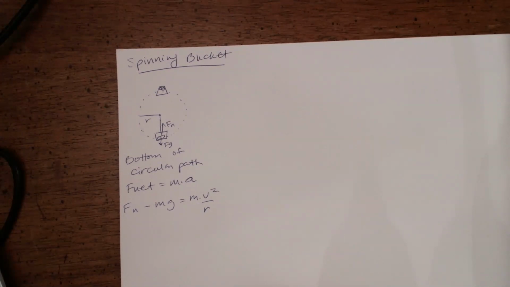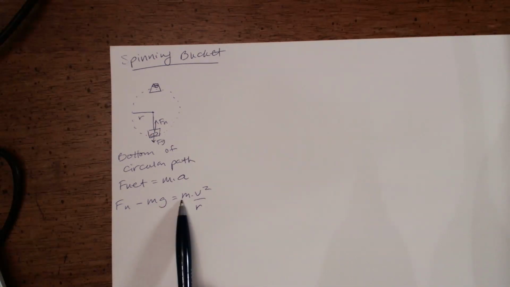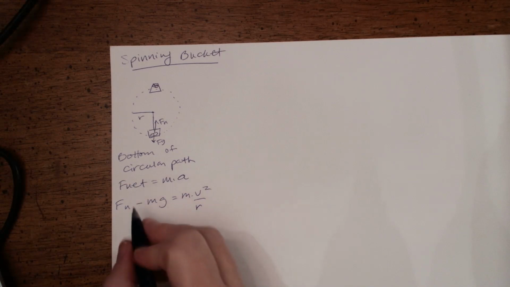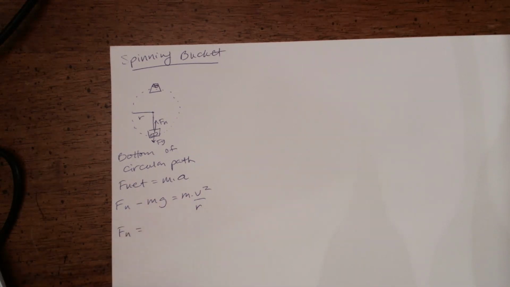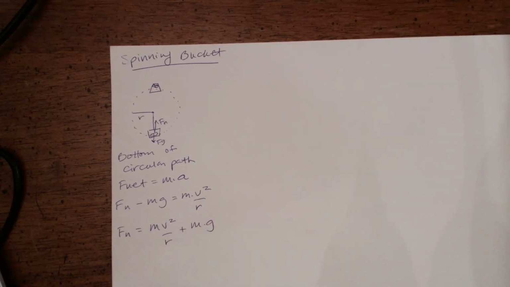So let's keep going. You could put in other values here if you needed to. For this type of problem, the most likely thing you'd be solving for is what's his normal force at the bottom of the bucket, and so you would solve for normal force. You'd have mv squared over r plus m times g. And you're usually given mass, you're given radius. Velocity, we're gonna get to that one in just a minute.